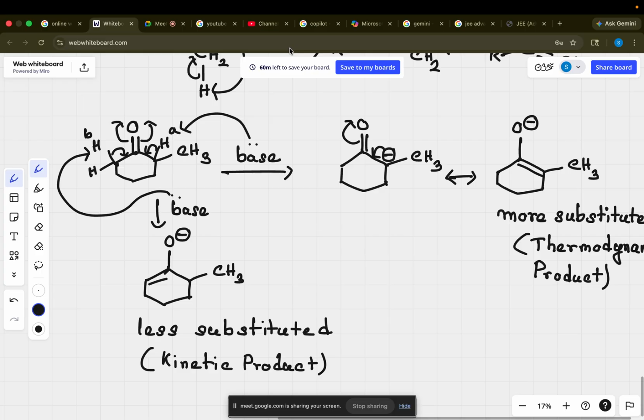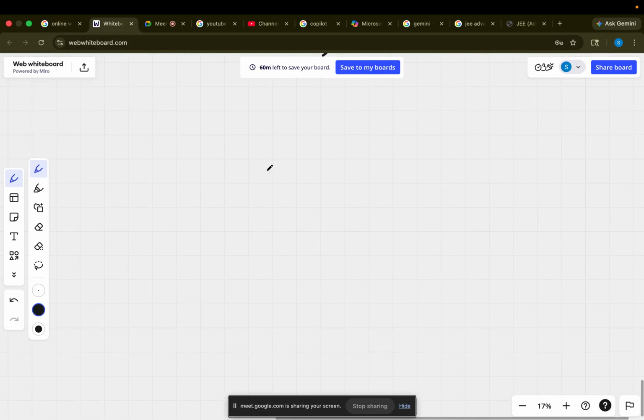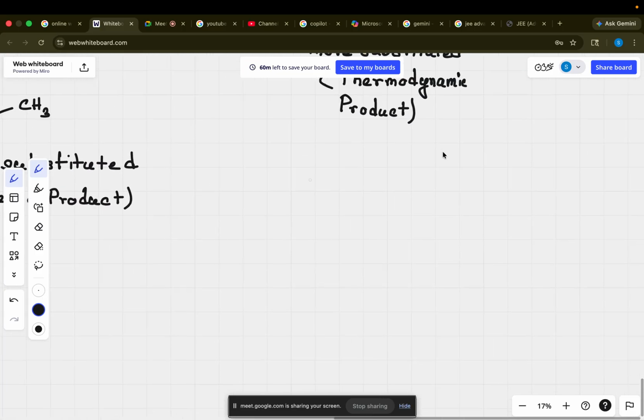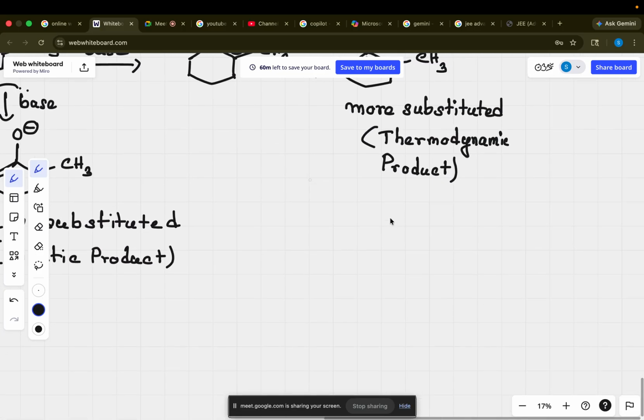Clear? Yes, sir. Fine. So now I am showing you the graph basically. If you are writing in the notebook, just mention here that on this side you are plotting reaction coordinate. I am not writing, or you can write it down. This is your reaction coordinate, and here you will plot energy.